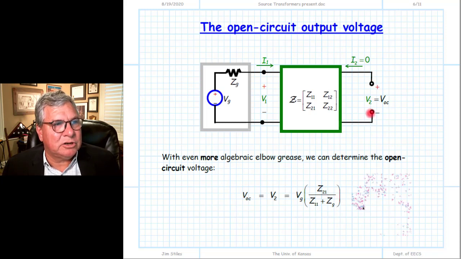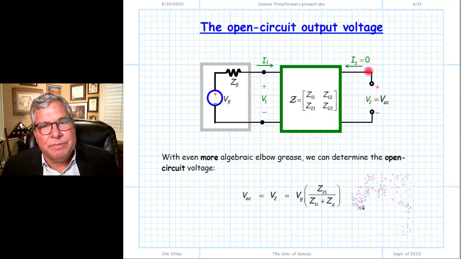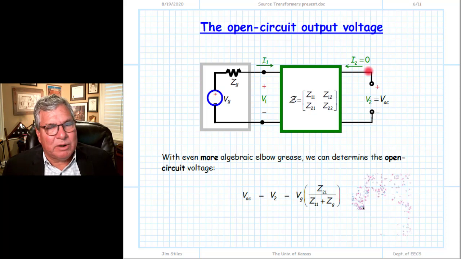Before we had a short circuit, which said that V2 is equal to 0. Now we have an open circuit, and that device equation is I2 equal to 0. So of the four equations, we changed the one that says V2 equal to 0 to I2 equal to 0. Otherwise, the procedure is the same. We go through and solve now for V2, and that is our open circuit voltage.